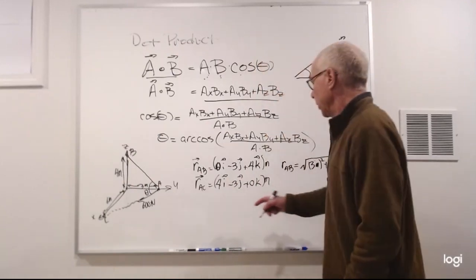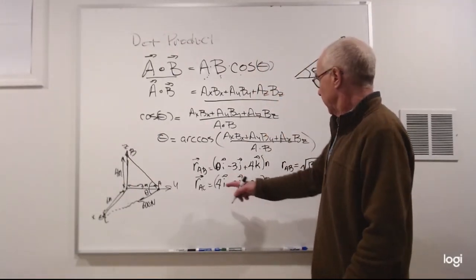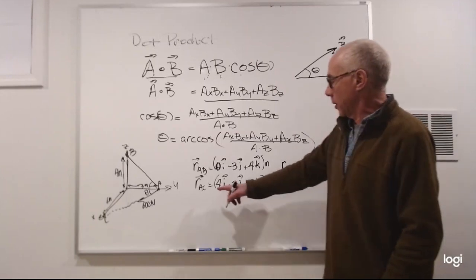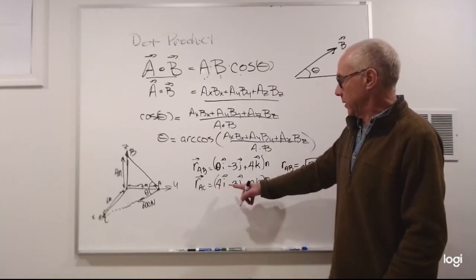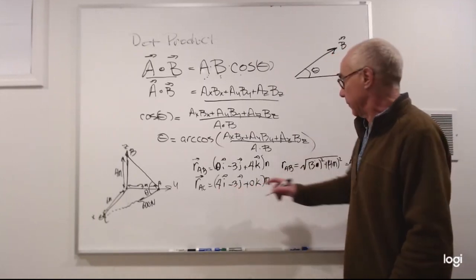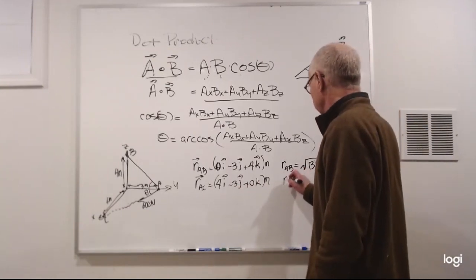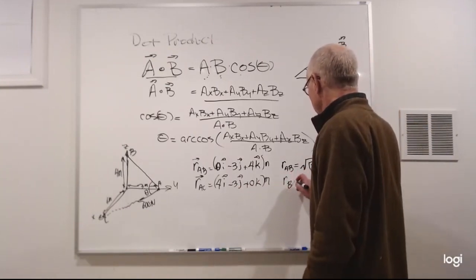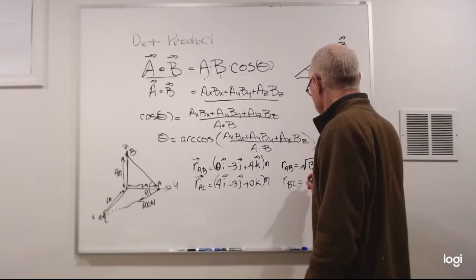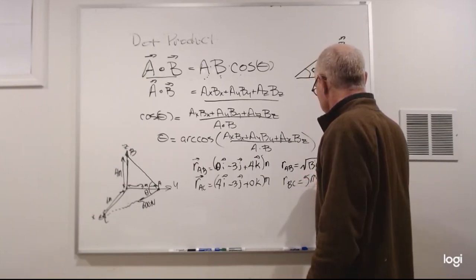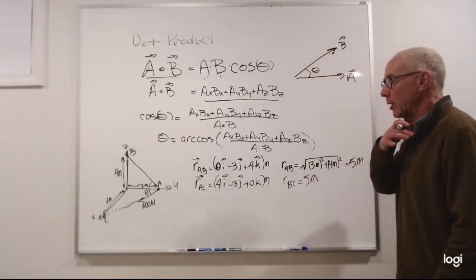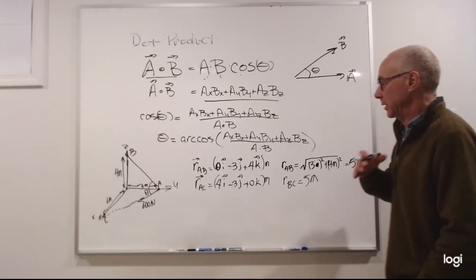And then it's the same as before. We're going to have 4 squared, which is 16, plus 3 squared, which is 9, giving 25. So I'm just going to write the result here. Hopefully you won't mind that. RAC equals 5 meters. All right, we're almost done, believe it or not.